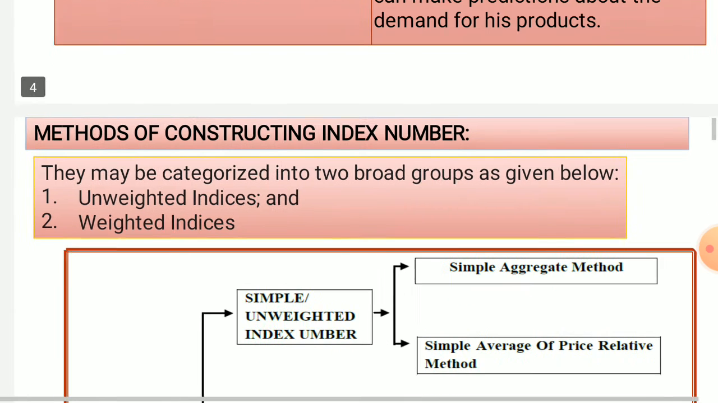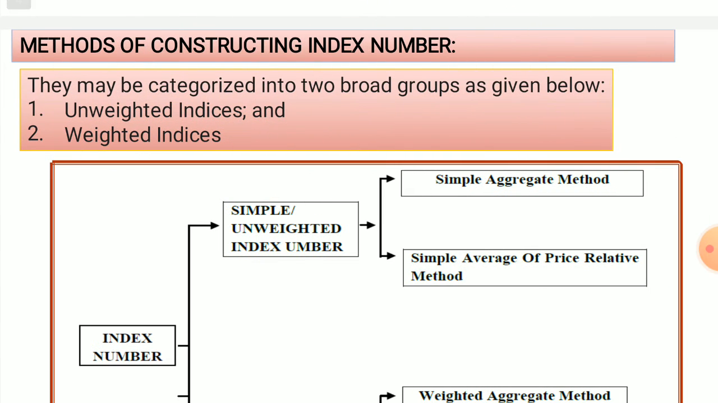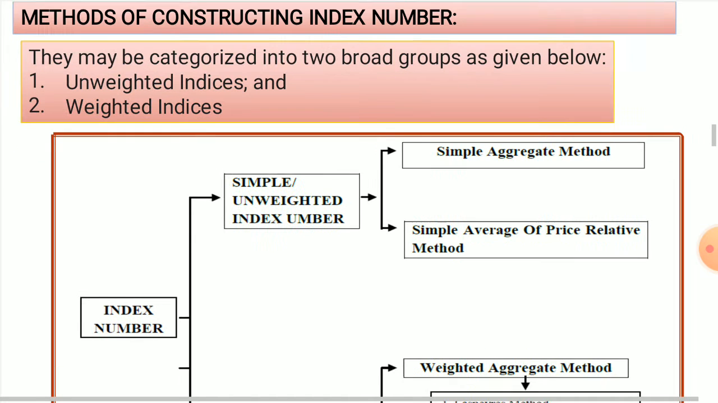And now methods of constructing index numbers. They may be categorized into two broad groups as given below. Index numbers may be categorized into two: unweighted indices or index numbers, and weighted index numbers or indices.